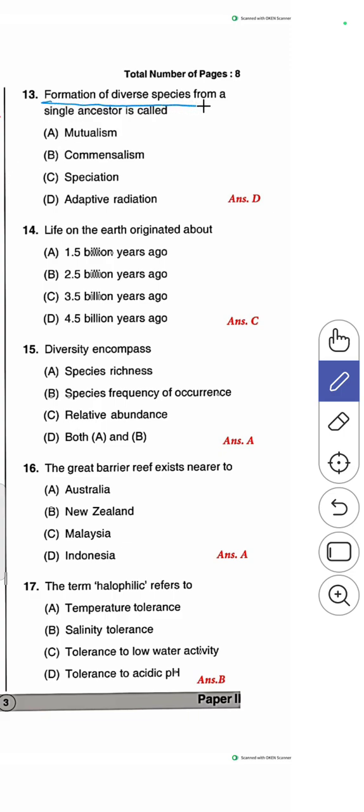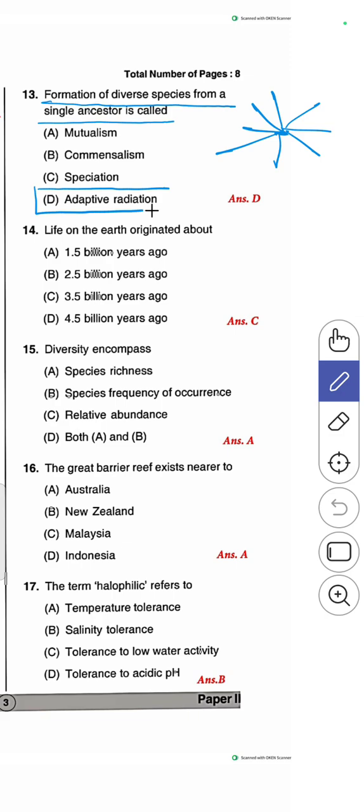Formation of diverse species from a single ancestor is called... So diverse, a single ancestor into many diverse species. So this will be considered as adaptive radiation. Adaptive radiation. So 13D is the right answer.